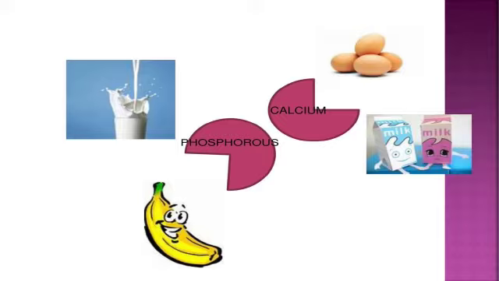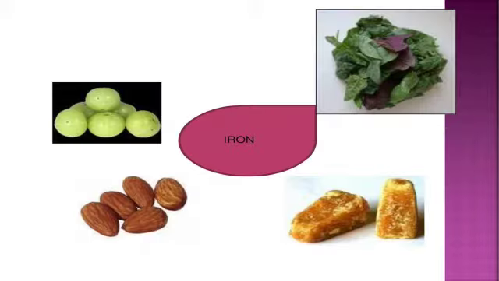So we get calcium from eggs and milk products also. Phosphorus from milk and bananas. So we get iron from green leafy vegetables and jaggery, almonds and berries. So these are all rich iron content food and they supply iron to our body.